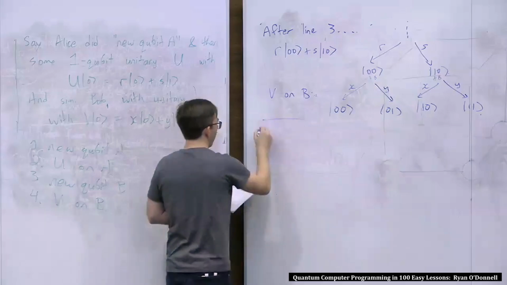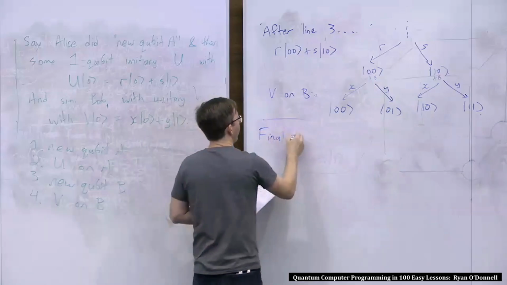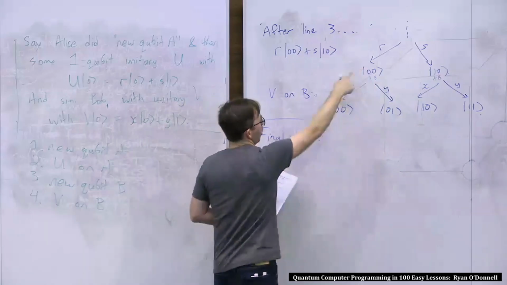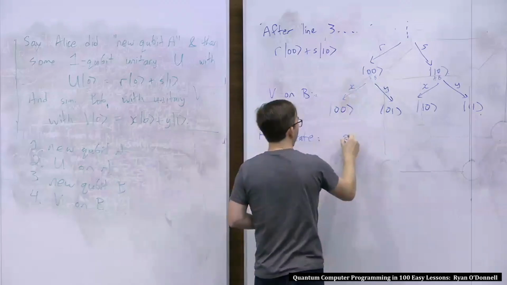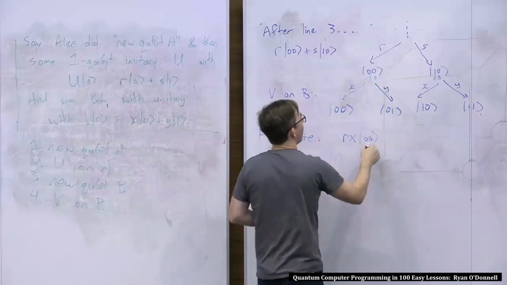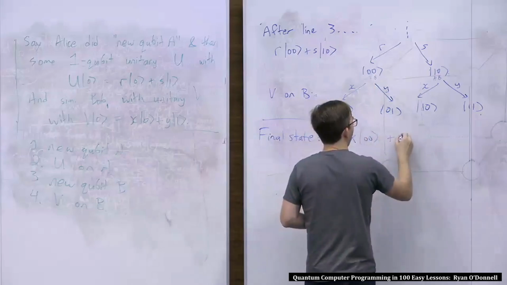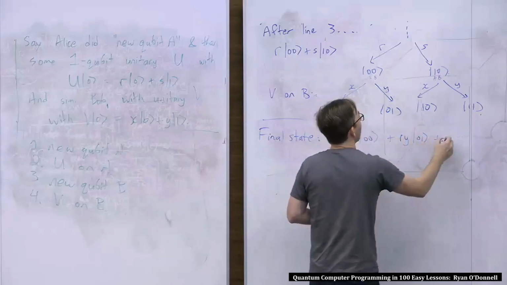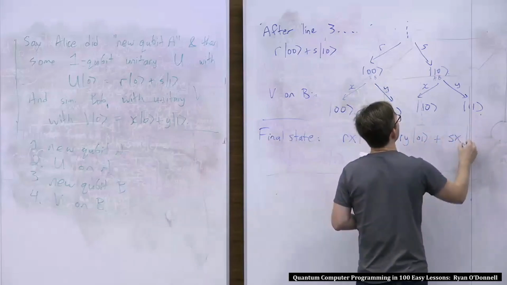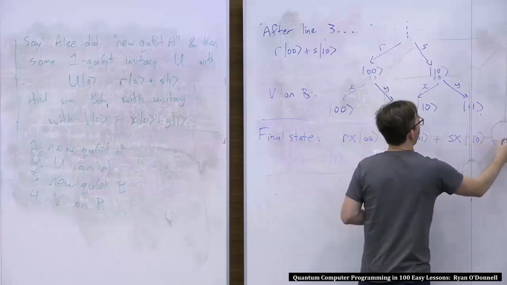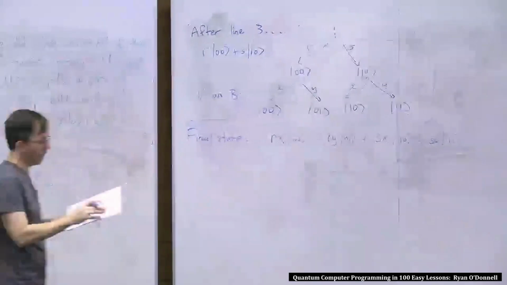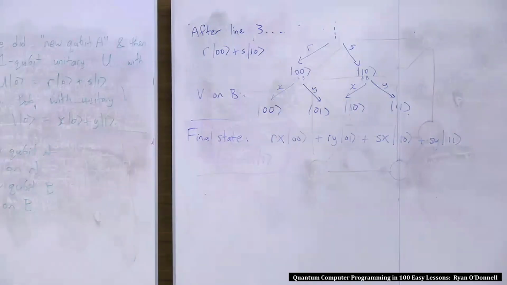Okay, so the new final state is like the product of the amplitudes. So we get Rx on 0, 0, and we get Ry on 0, 1, and we got Sx on 1, 0, and we got Sy on 1, 1. Okay, that's the new state. And that's the joint state of A and B.